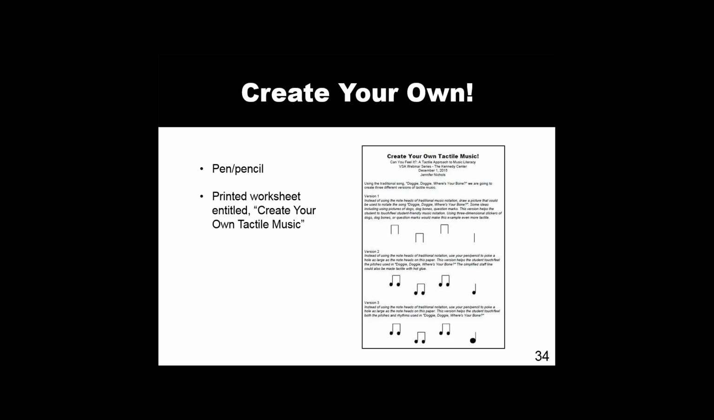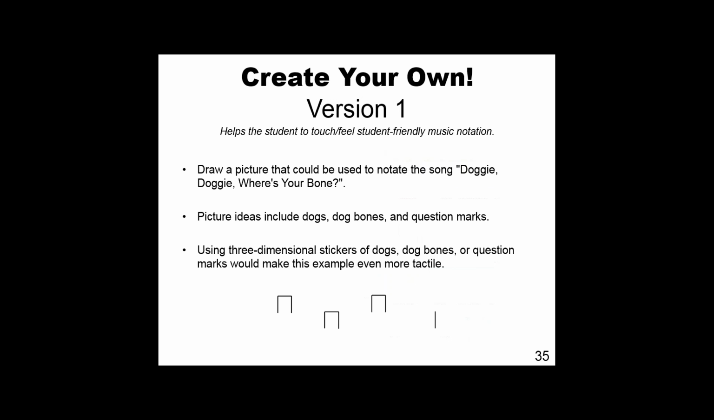All right, so I have 3 different versions of Create Your Own Tactile Music. For this first one, what I have given you is just the stems of paired eighth notes and a quarter note. And what we're going to be doing is drawing a picture that could be used to notate our song of Doggy Doggy Where's Your Bone without using traditional note heads. So if you're unfamiliar with that song, the song I'm referring to is Doggy Doggy Where's Your Bone, and it just keeps going like that. We're only going to use the one phrase though. Doggy Doggy Where's Your Bone.